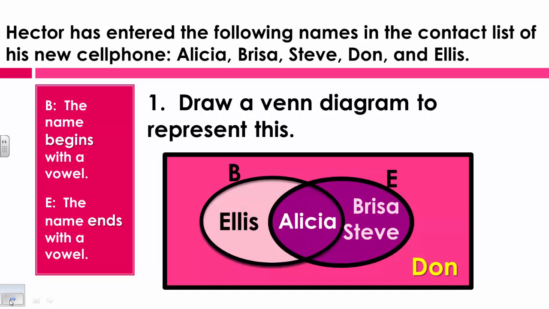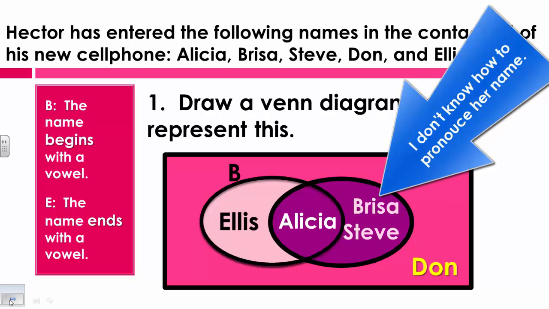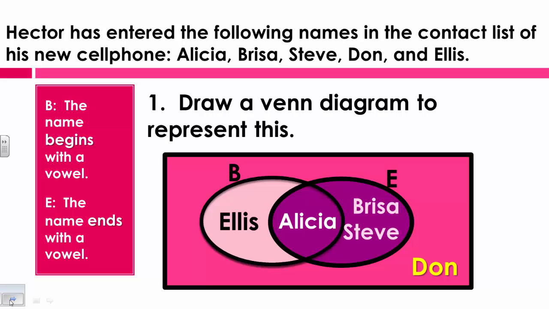Here's an example of what it might look like. Alice and Alicia both begin with vowels. Alicia, Brisa, and Steve end with vowels. Don does not fit into either category, and Alicia fits into both.